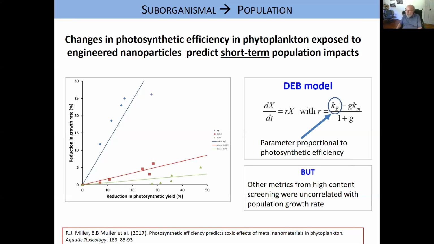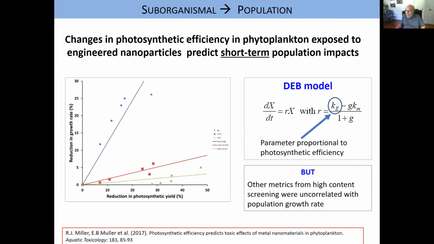Bottom line was the only one that gave a strong correlation was what is called photosynthetic yield, which is a parameter that you can put into a DEB model. The DEB model was essentially simplified to the form of the most elementary differential equation that is ever used in ecology, and the population growth rate involved a parameter called Ke here that was proportional to the photosynthetic efficiency. Thus, the DEB model was capturing the response, but other metrics from high content screening were uncorrelated with the population growth rate.